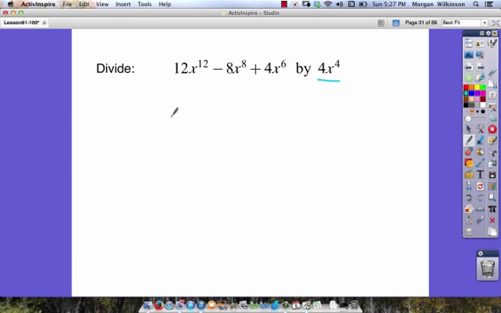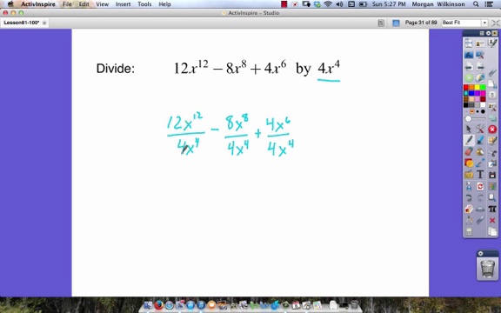So let's go ahead and do that. 12x to the 12th, and we're going to divide it by 4x to the 4th. We're going to subtract 8x to the 8th, and then divide it by 4x to the 4th power. Then we're going to take the plus 4x to the 6th power, and divide it by 4x to the 4th. Now we just do this the same way we did the last one, but instead of just having variables to divide, we also have numbers to divide.